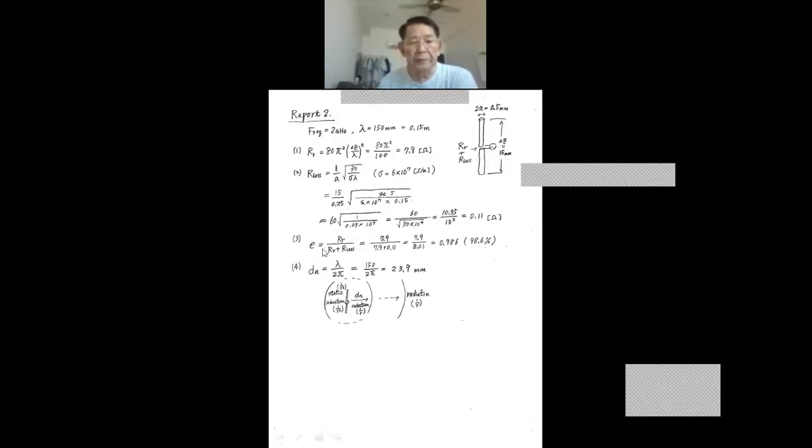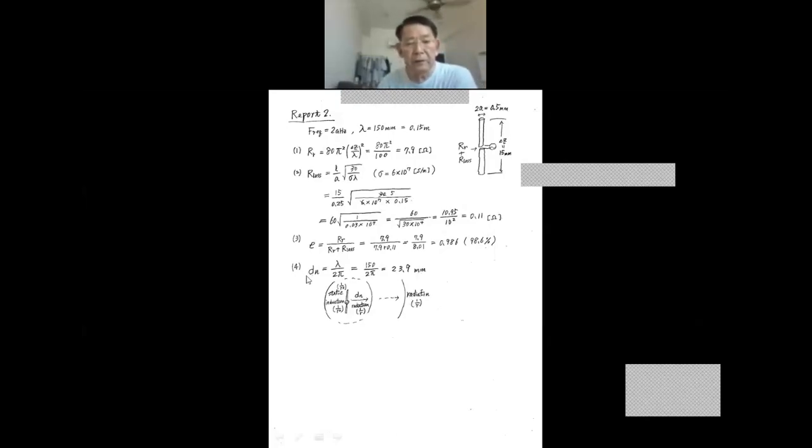So next is efficiency, the radiation efficiency. That is calculated by RR divided by RR plus R loss. So 7.9 divided by 7.9 plus 0.11. So it becomes 0.986. This is 98.6%. Almost all power is radiated. Loss power is very small.